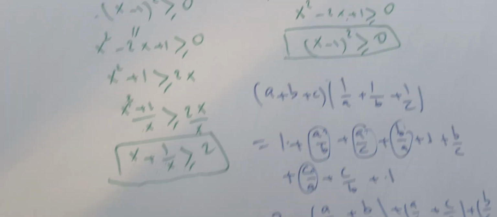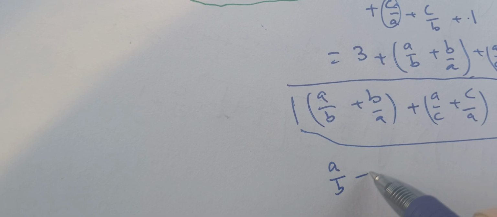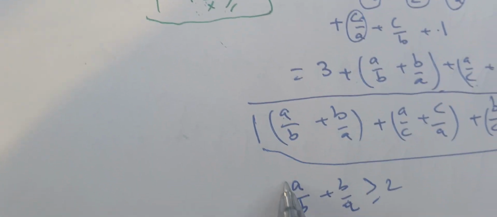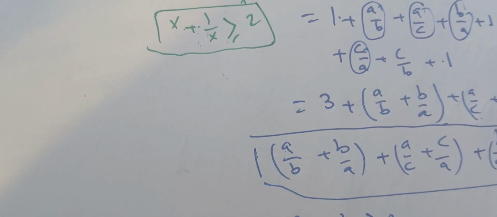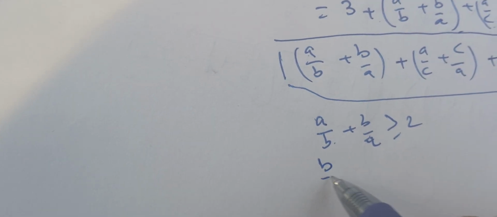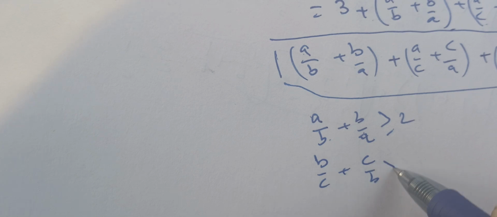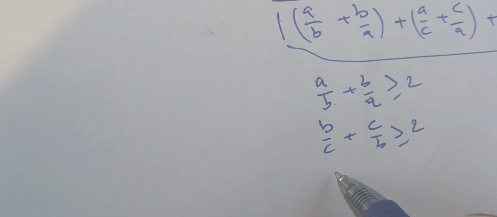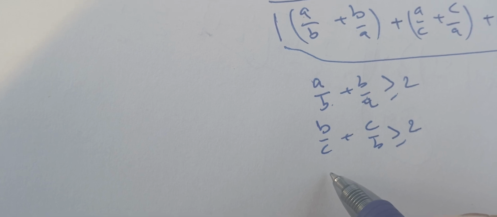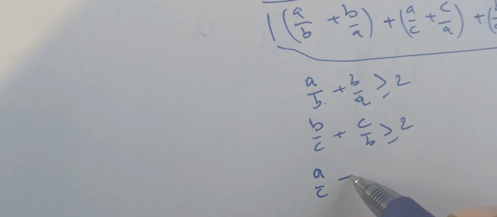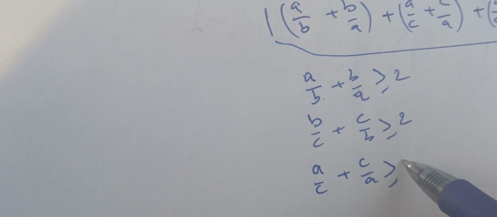Here we have a/b + b/a bigger than or equal to 2. How do we know this? We apply this result to x equal a/b. And we have b/c + c/b bigger than or equal to 2. And what's the last one? We have a/c + c/a bigger than or equal to 2.